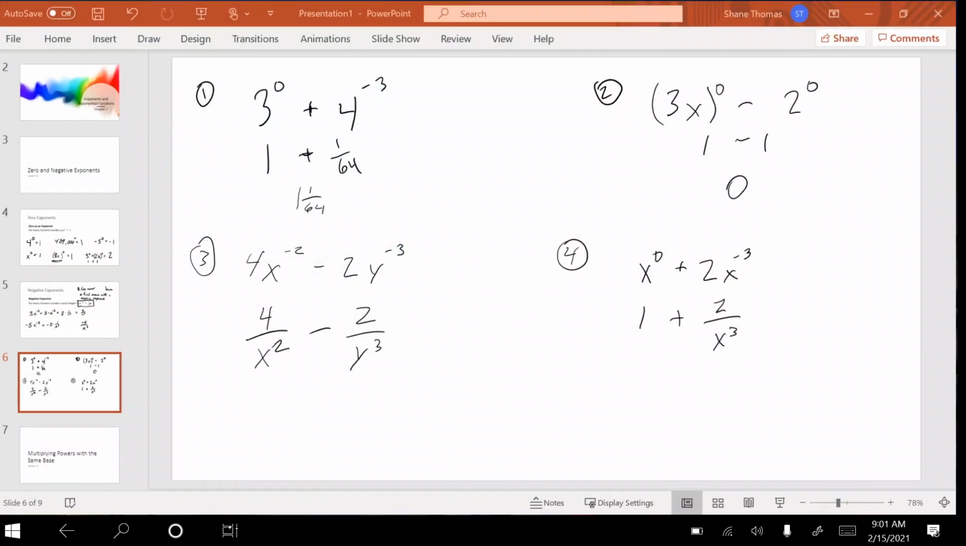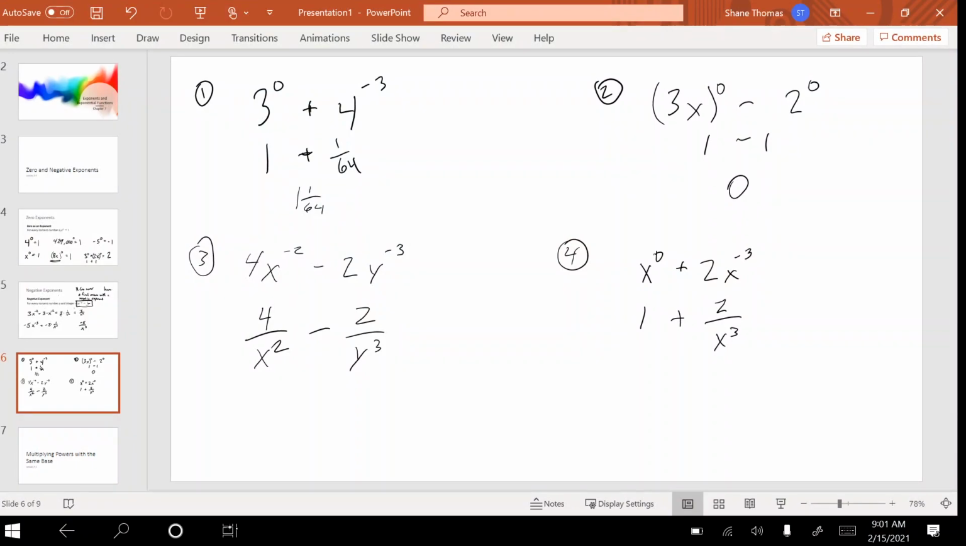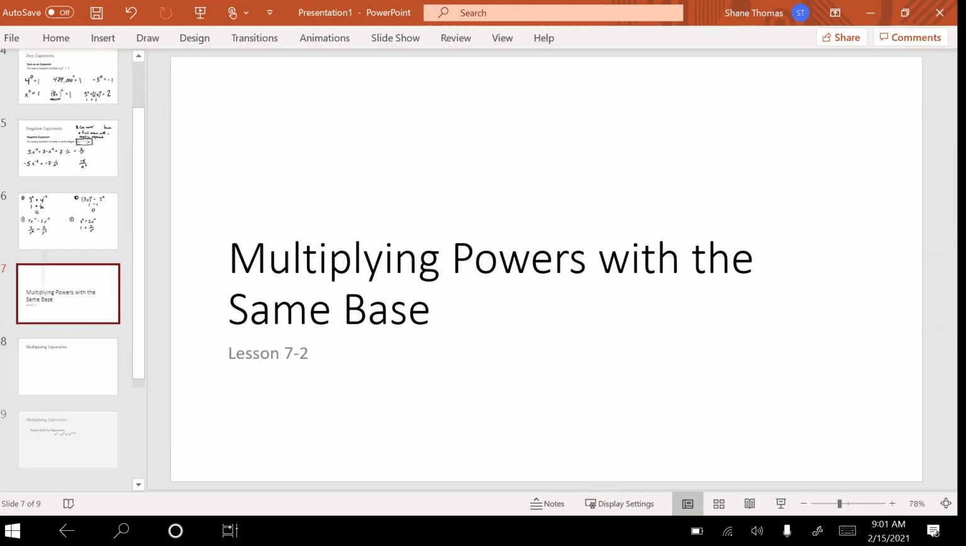That was the whole lesson. That was all of lesson 1. Any questions on lesson 1? Is this lesson hard? No. So now lesson 2: multiplying powers with the same base.